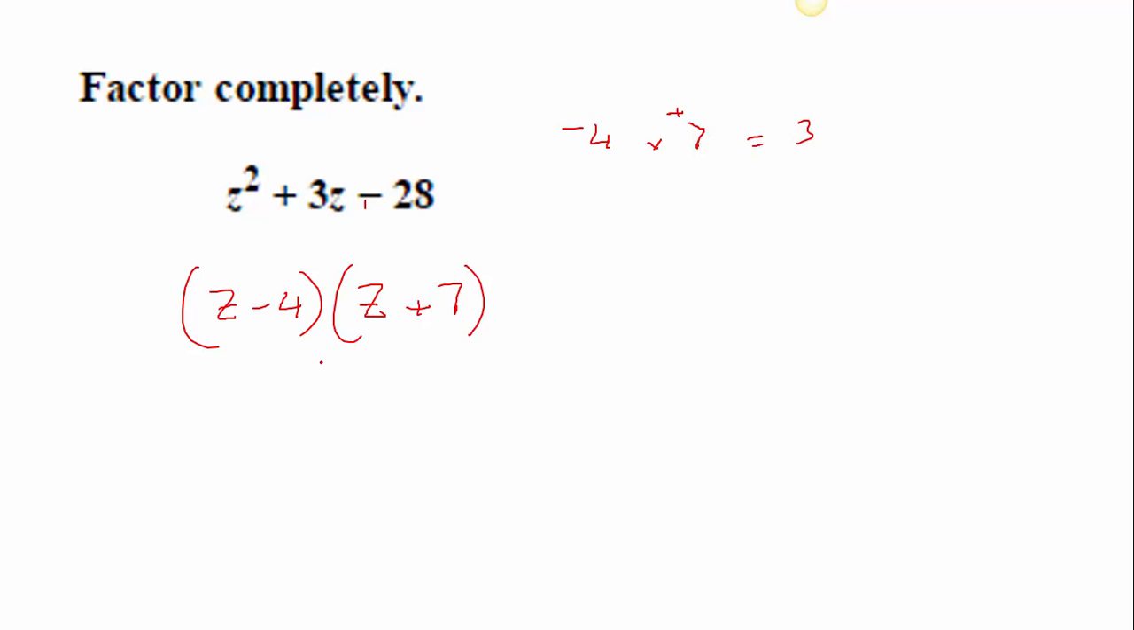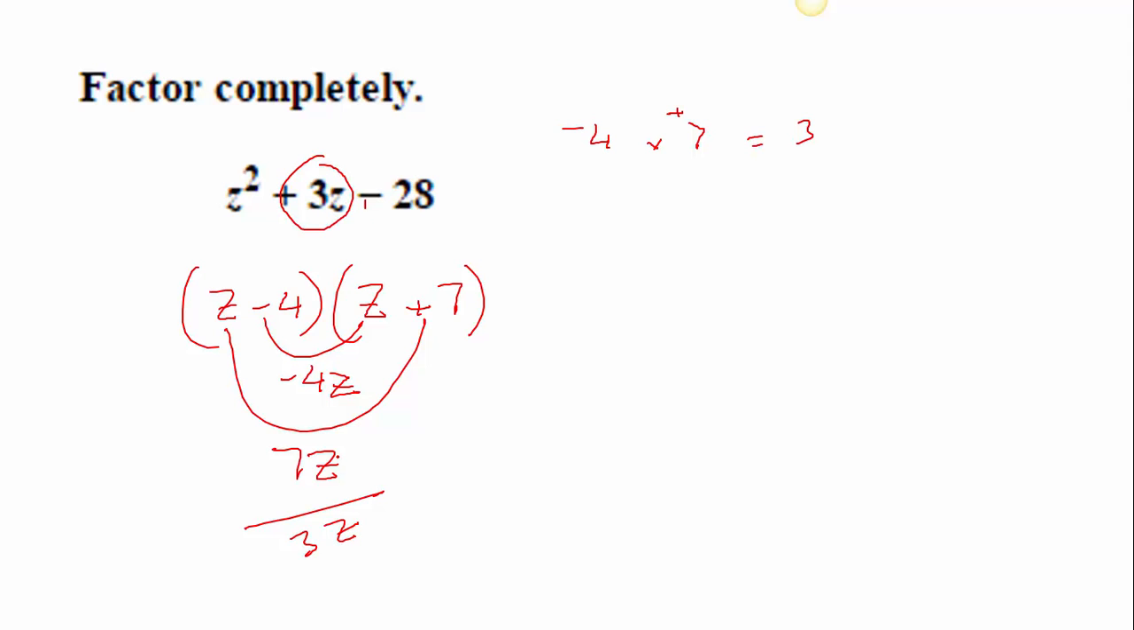And why is that? Because the outer is 7z, the inner is negative 4z, and their sum is 3z, and that's what I need here. I want a plus 3z. I satisfied everything because negative 4 times 7 is negative 28. Z times z is z squared. The middle term is satisfied by adding the outer plus the inner. 7z minus 4z equals 3z.